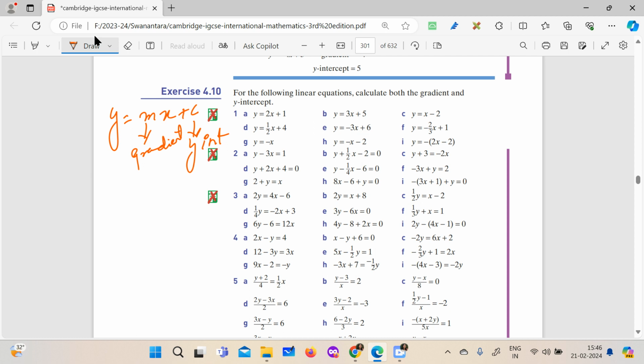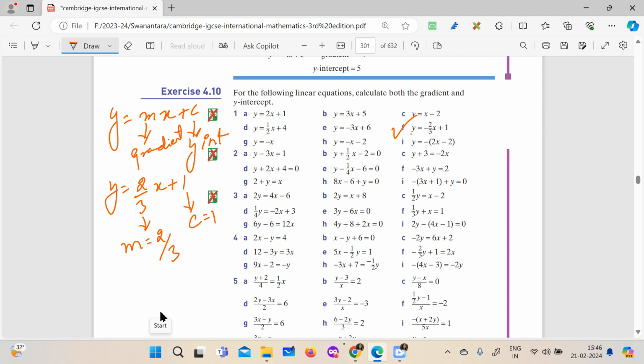If you look at these equations, all are written in y is equal to mx plus c form. Suppose I take this f, y is equal to 2 over 3x plus 1. So this is your y-intercept, that is c, and this is your gradient, that is m. Is this clear to you?